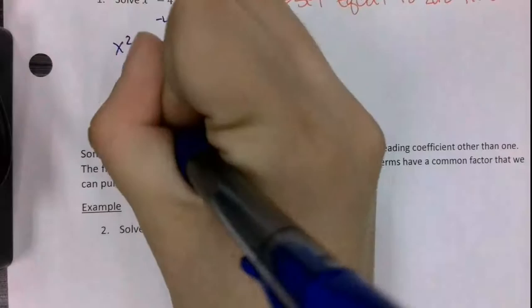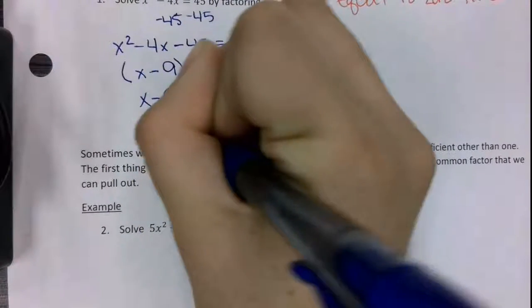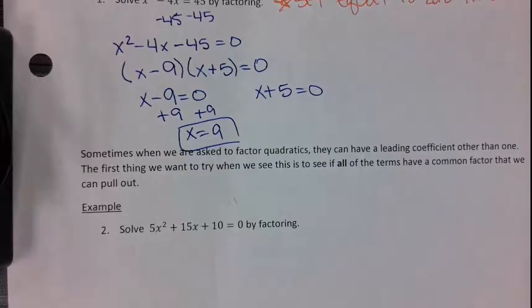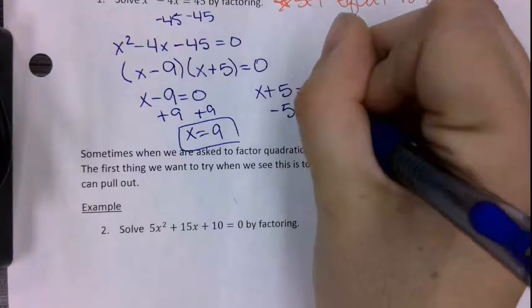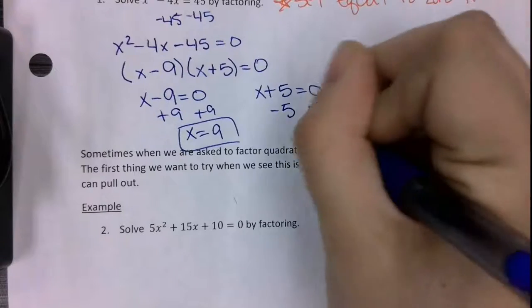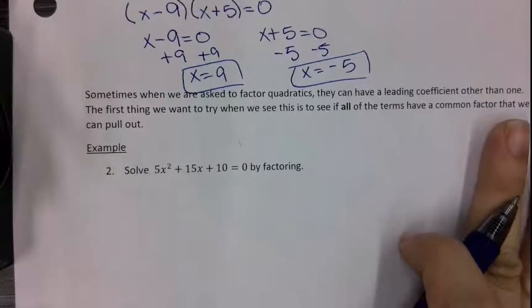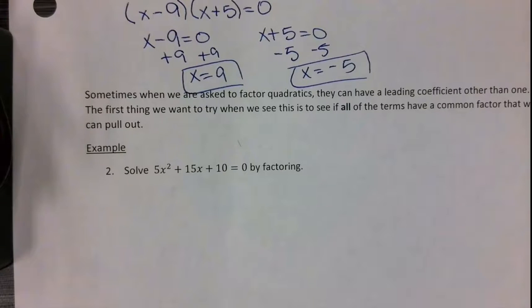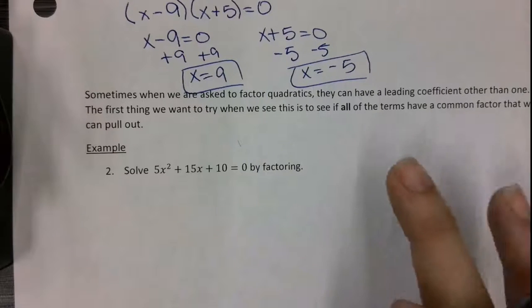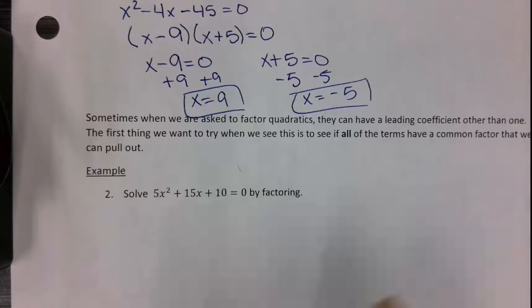Then I solve. So on the first one, I add 9 to both sides, and I get x equals 9. Then I do the same thing on the other one. I subtract 5 from both sides, and I get x equals negative 5. Questions there? Okay, so questions on number 1?